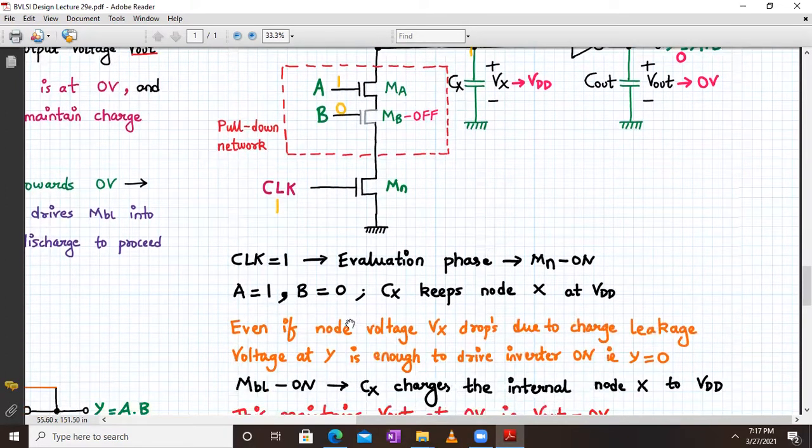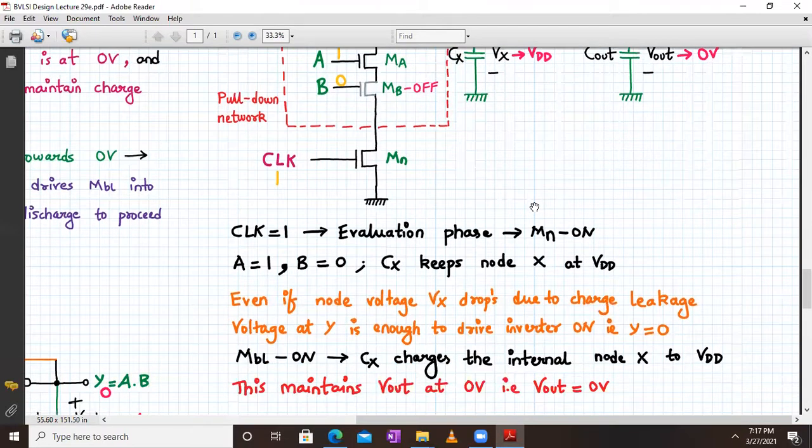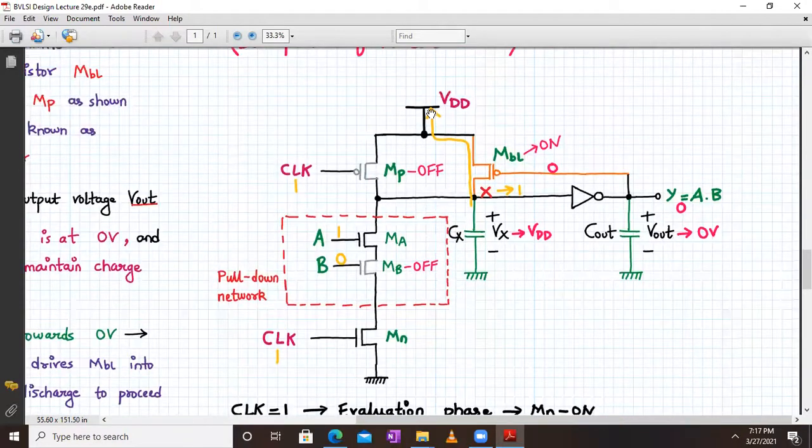But let's say due to charge sharing problem, the node X voltage drops. What will happen? Still, the node X voltage is enough to drive the static inverter. So the output of the static inverter will become 0 immediately. This Vout equal to 0 is fed to the gate terminal of my PMOS transistor MBL. So the MBL transistor turns on instantly, and whatever charges were lost during the evaluate phase are now covered up. And again, during the same evaluate phase, CX charges to VDD via the MBL transistor.